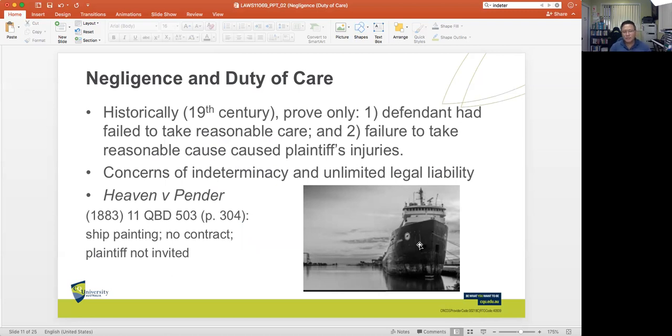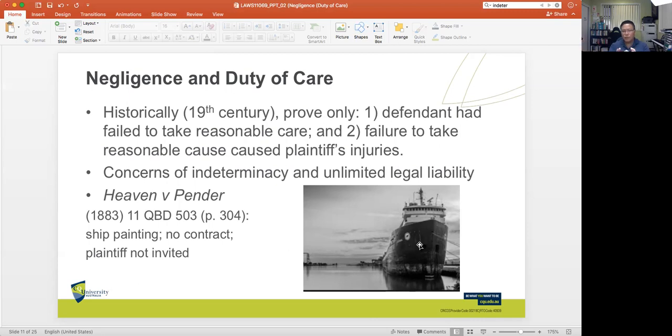And this particular scenario was examined in the case of Heaven versus Pender, decided in 1883 by the Queen's Bench in the UK, which involved a contract by which a ship was being painted. The plaintiff in this case was a painter who was hired by a contractor, and that contractor contracted with the owner of the ship.